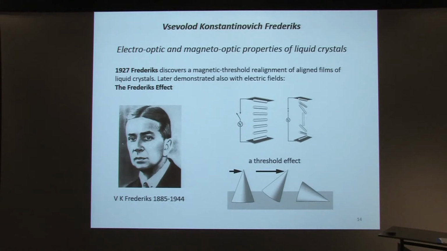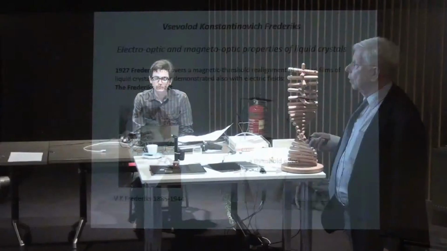The important thing that he discovered was that you could change the orientation of a liquid crystal by applying either an electric field or a magnetic field. And as a consequence of changing the orientation, the optical properties of the film of liquid crystal changed. In fact, if you have polarizers top and bottom, you can create an optical switch which switches from being black to white or white to black.